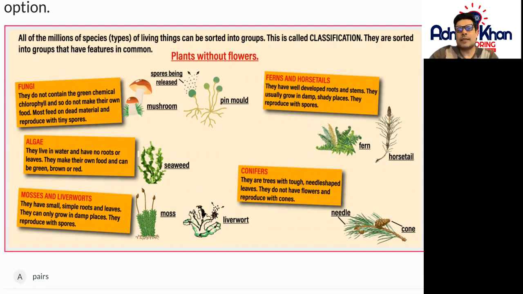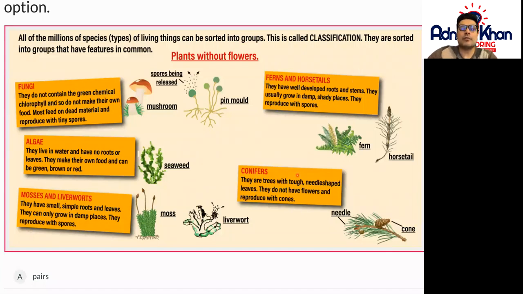All the millions of species, or different types of living things, can be sorted into groups. And sorting all these millions of different species or living things into groups is what we call classification. They are sorted into groups that have features in common with them. So in this particular task, we're looking at plants without flowers. Plants without flowers are sorted into the groups fungi, algae, mosses and liverworts, ferns and horsetails, and also conifers.